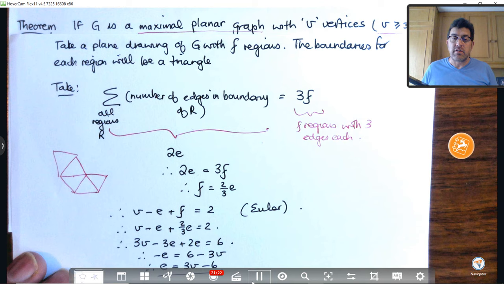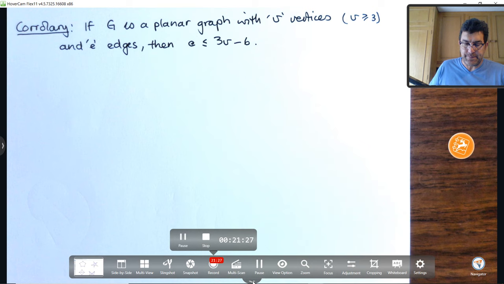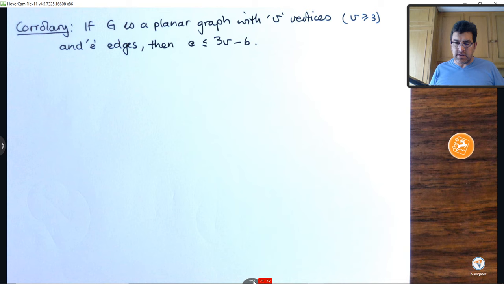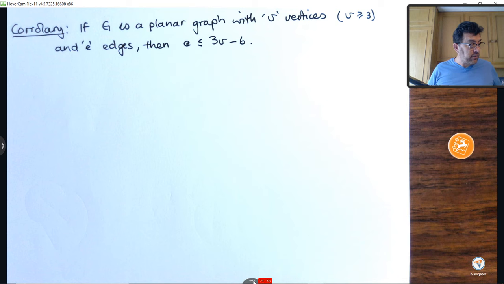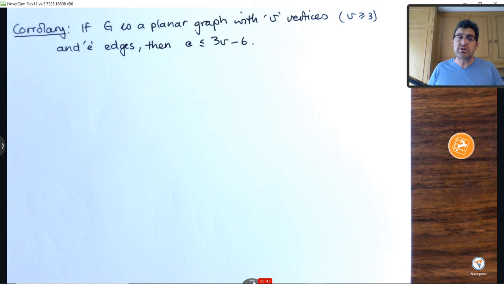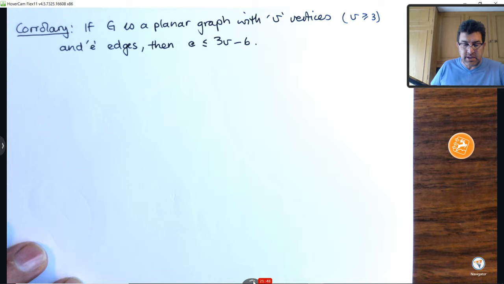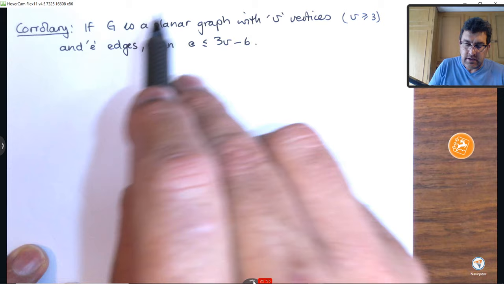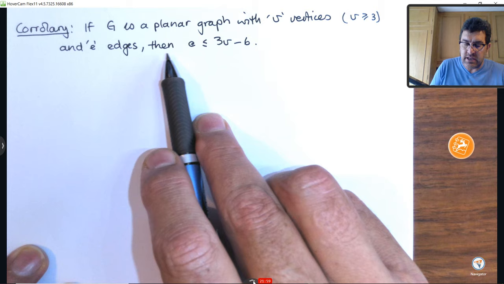Okay, we're ready. We're going to now look at what happens. It's a corollary that comes from the previous theorem. Remember, the previous theorem was true for a maximal planar graph. What we're doing now is saying, what if it's not a maximal planar graph? So it says, if G is a planar graph with V vertices and E edges, with still this condition on the vertices, then E is smaller than or equal to 3V minus 6. So let's see how that works.